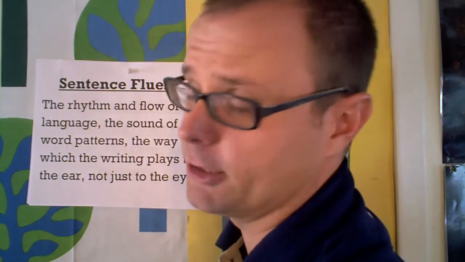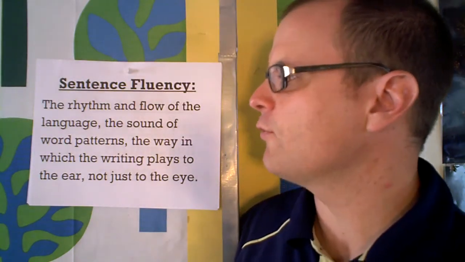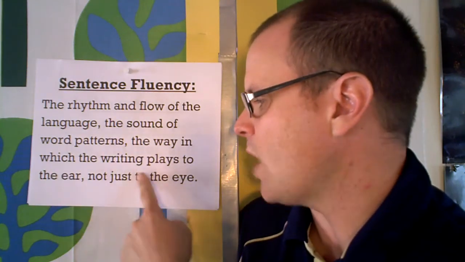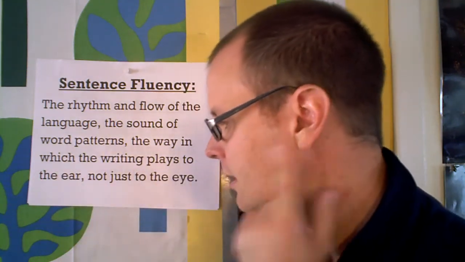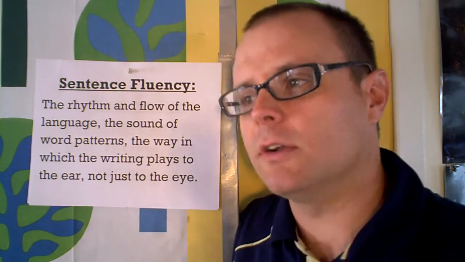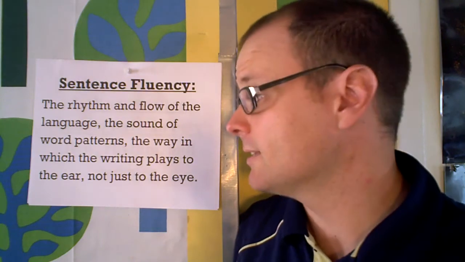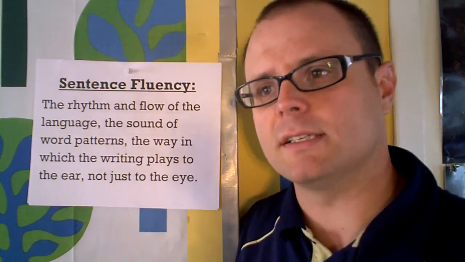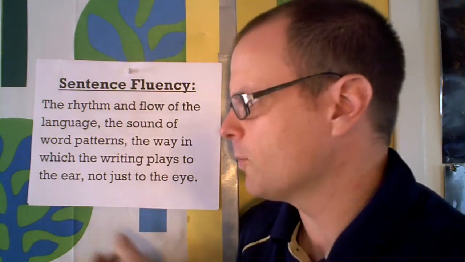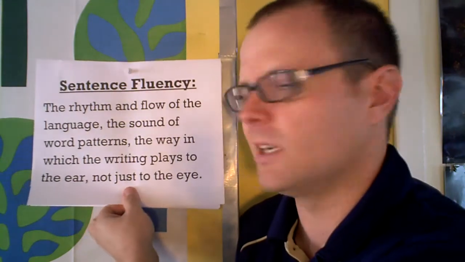Sentence fluency definition: the rhythm and flow of the language, the sound of word patterns, the way in which the writing plays to the ear, not just to the eye. So reading it aloud is typically a good way to judge this, but the way that you write your sentences, they ebb and flow like the tides. The sentences themselves are easy to read, and they don't distract you from the content that you're trying to absorb. That's a big part of it. They're not distracting.